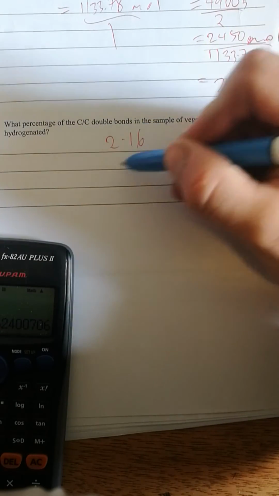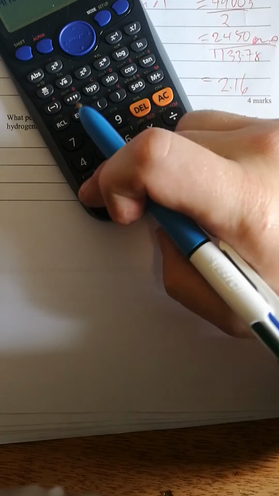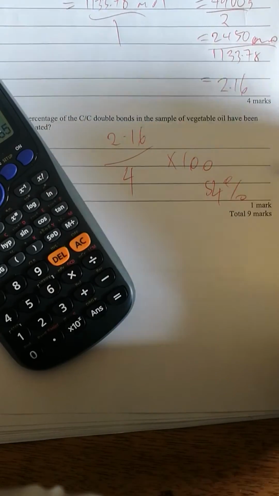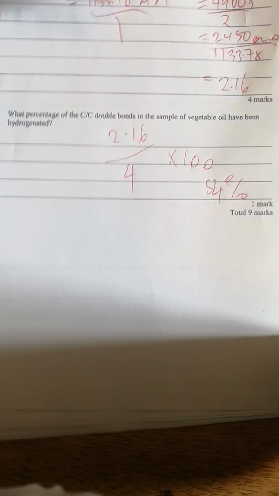To do this next part of the question, you grab that 2.16, you divide it over the 4, which is the possible, times by 100, and you get your total percent. That gives us 54% of the double bonds had been hydrogenated. So that was 9C. Let's do 10B.